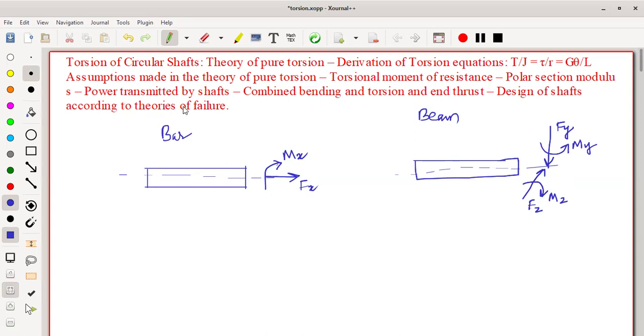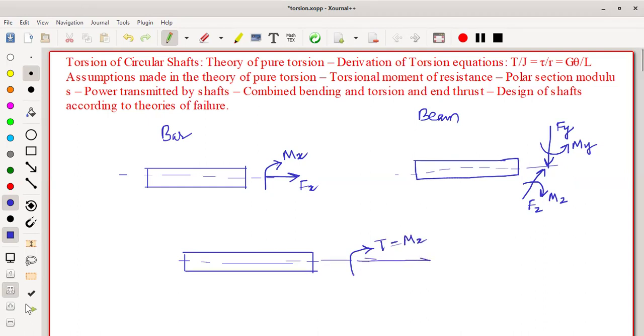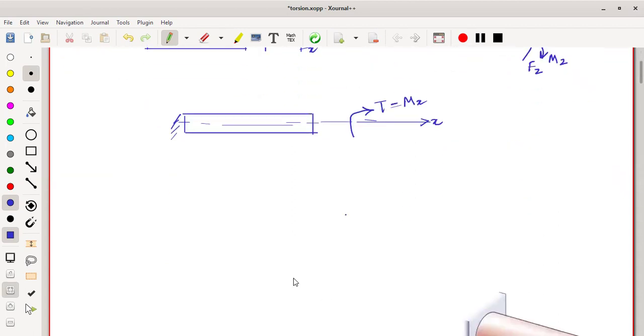So torsion comes under bars only. When a bar of circular cross section is subjected to a twisting moment about its longitudinal axis, that is the torque T, which you can also represent with Mx, along the x-axis, and one end is fixed, this is called torsion on circular cross section shafts. So this is about bar and beam.